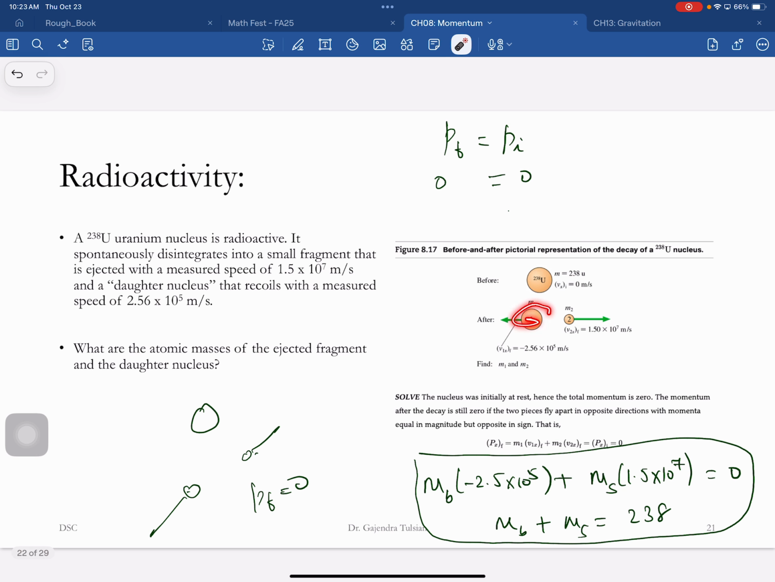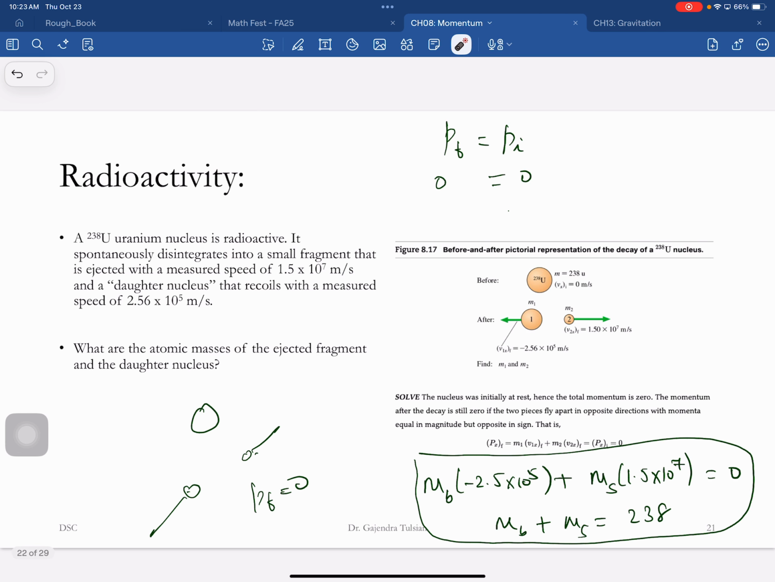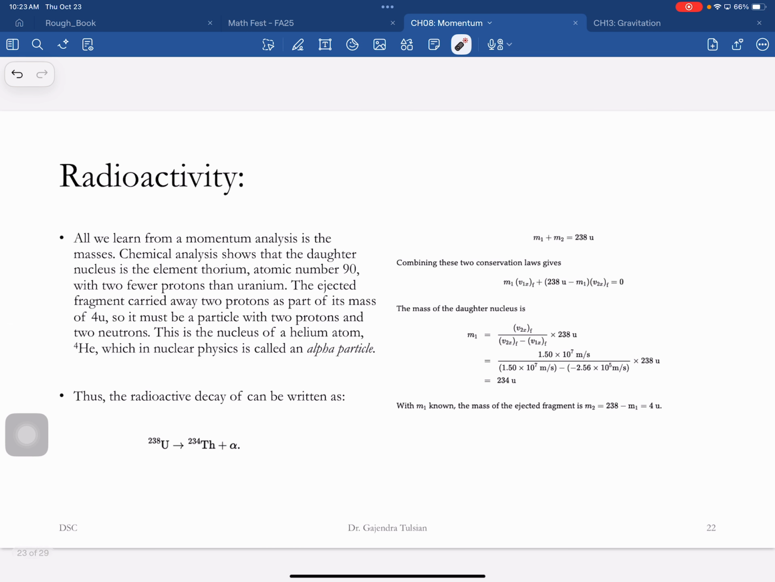However, we don't know what element this is. To find out what element it is, you have to do chemical analysis, because different isotopes can have the same mass. So you ultimately have to do chemical analysis to find out. And when you do, you find that the big piece is a thorium nucleus. So the uranium nucleus splits into a thorium nucleus and a helium nucleus, which is called an alpha particle.